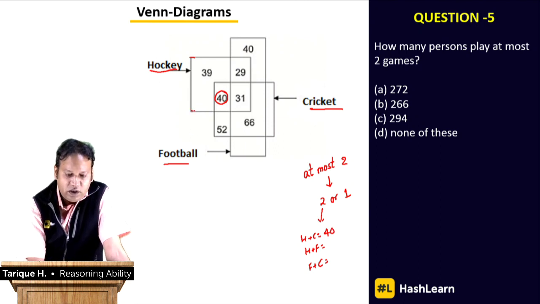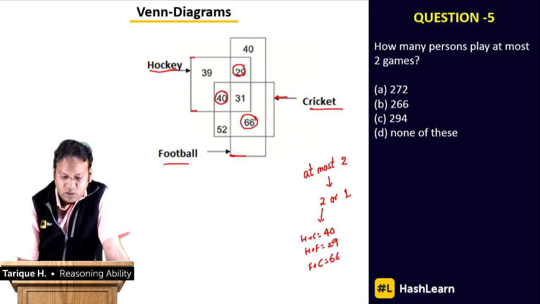And hockey plus football. So this is the hockey square, and this is the rectangle for football, and I need a number that is common to these two, that's 29. Write down 29 here. And football, which is the rectangle, and cricket, which is the square here, any number that is common to the rectangle and square, that's 66. So 66, so we get this total here, that's 135.